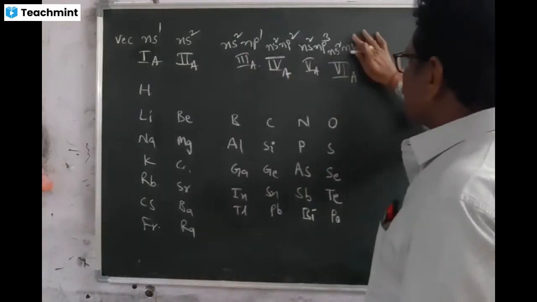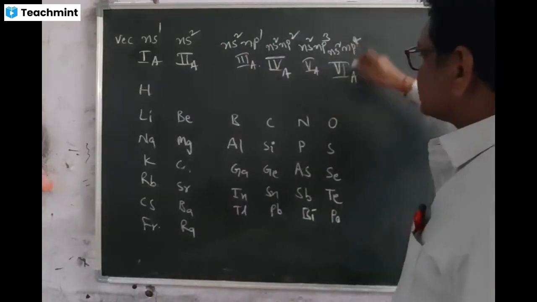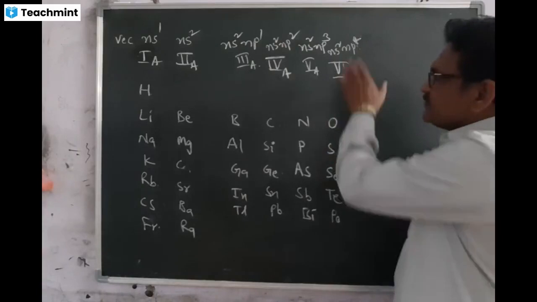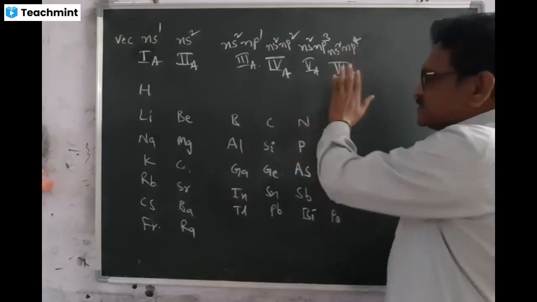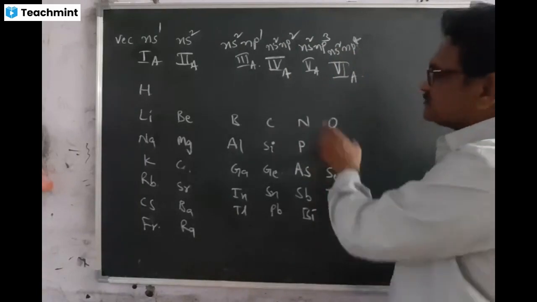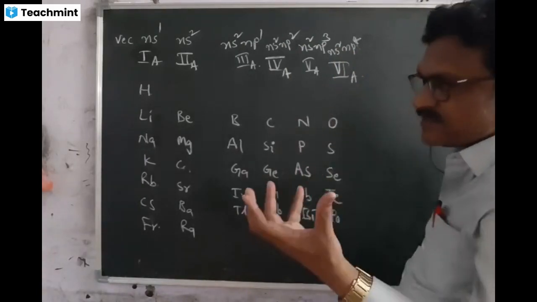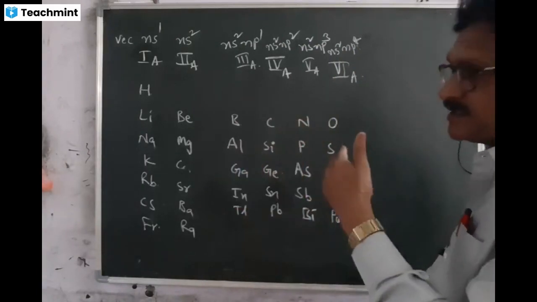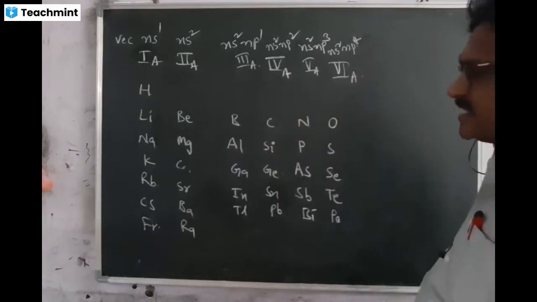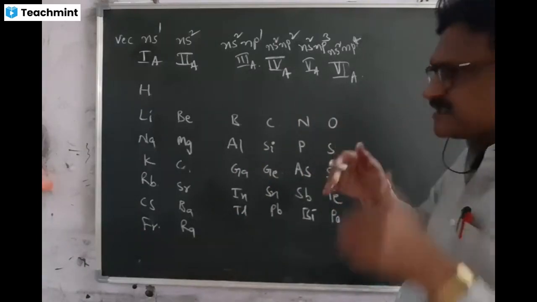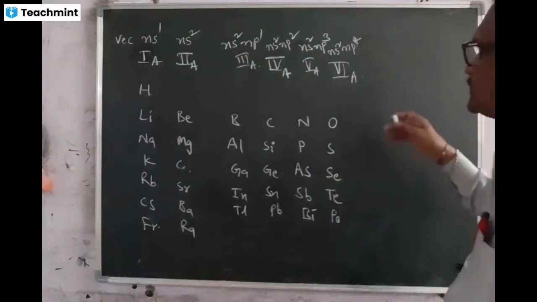That means how many valence electrons are present in the sixth group? 6 valence electrons. That's why the group number is 6. All have 6 valence electrons, so that's why they belong to the sixth group family. Their chemistry will be similar. All those elements have the same chemical properties because of the same valence electronic configuration. You will study this in higher classes.